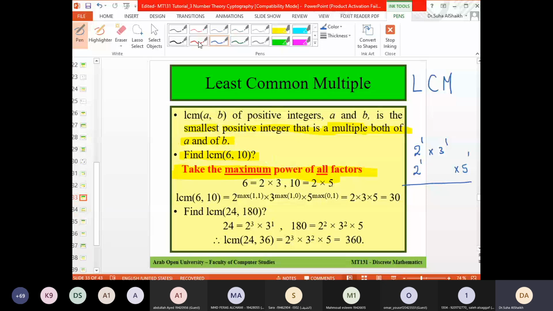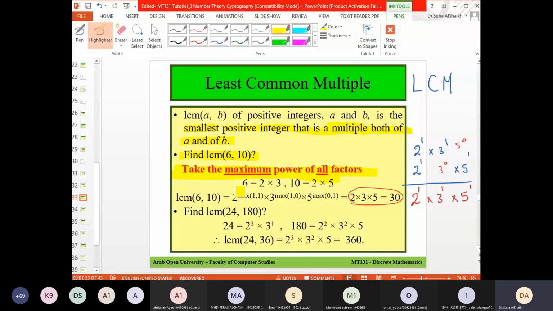Okay. If you don't want to write 3 power 0 and 5 power 0 here, it's fine. But be careful that you are taking the maximum power here. What's the maximum power of the 2? It's 2 power 1. What's the maximum power of the 3? It's 3 power 1. What's the maximum power of 5? It's 5 power 1. So the LCM is 2 times 3 times 5. It's equal to 30.